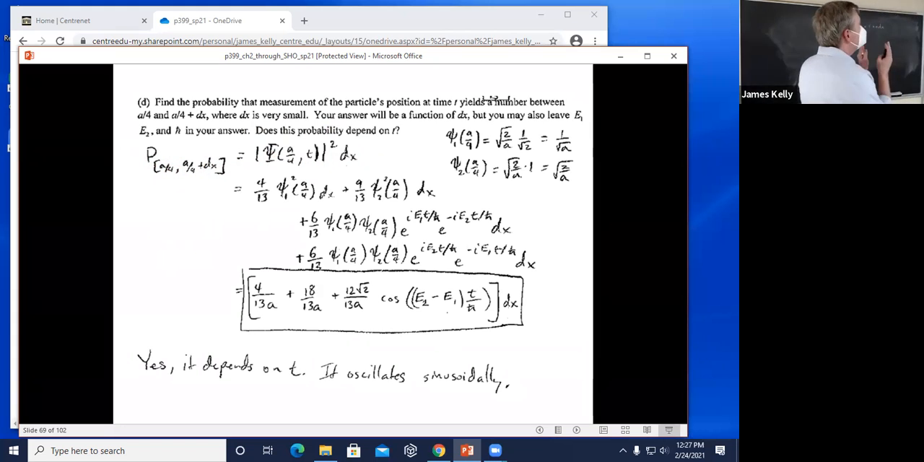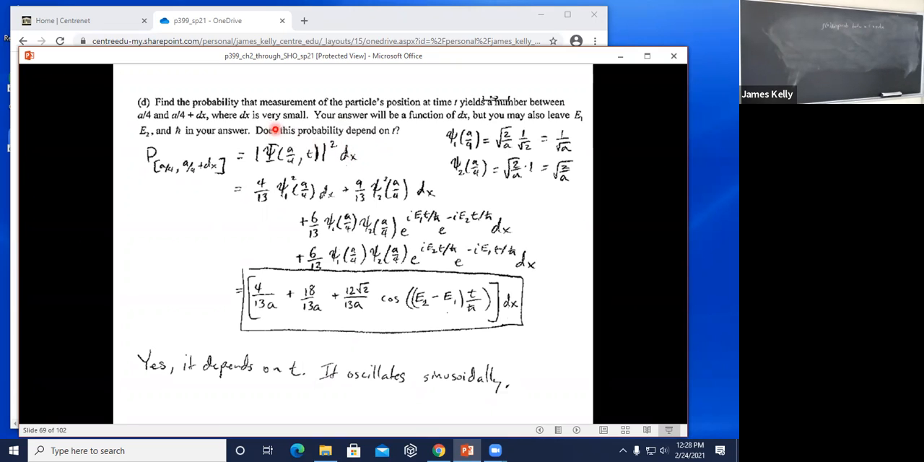We're just saying, let's take a tiny region centered on a over 4 on the x-axis, and let's see how that tiny little probability, it'll be tiny because it's proportional to dx, right? It's going to be a tiny probability, but we want to see how it goes up and down with time. Okay, we can just work out the details.